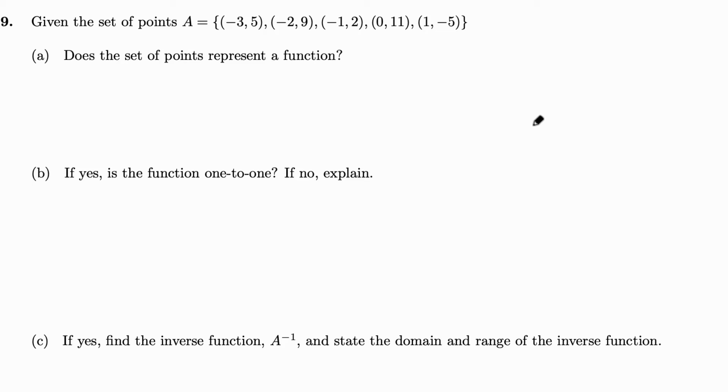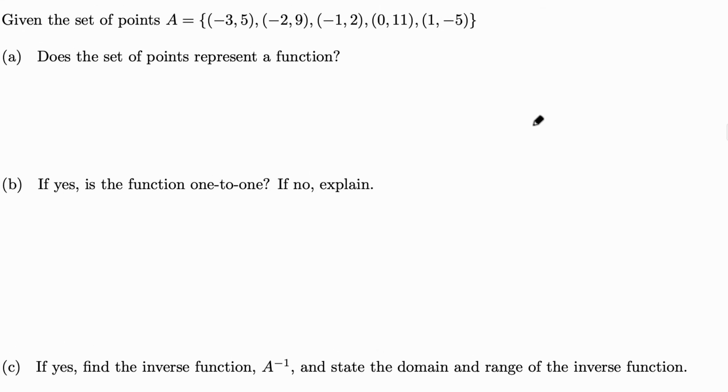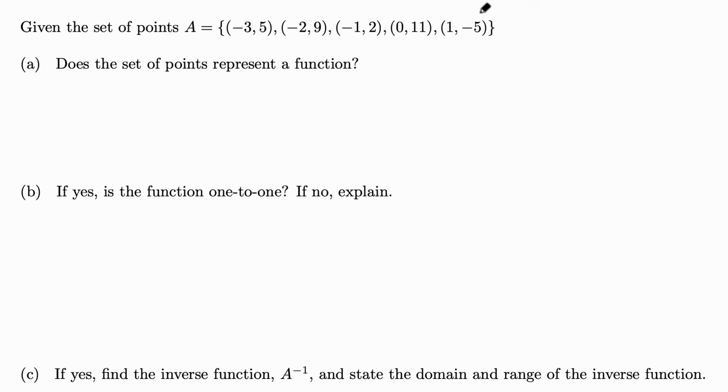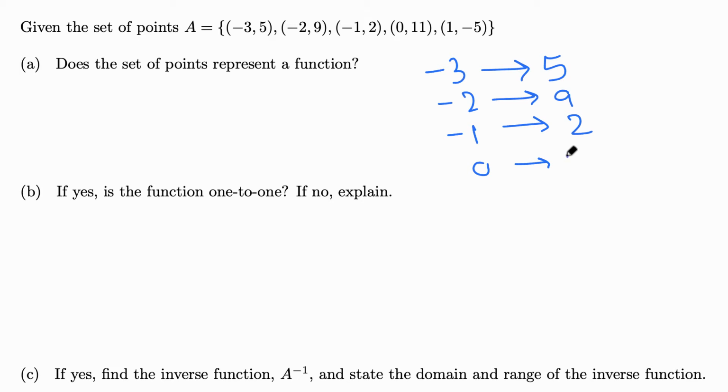Given the set of points A, so here we have A in this way. Now we need to determine if the set of points represents a function. So let me write here. -3 is mapped to 5, -2 is mapped to 9, -1 to 2, 0 to 11, 1 to -5, and none of these are repeated, so this is a function.